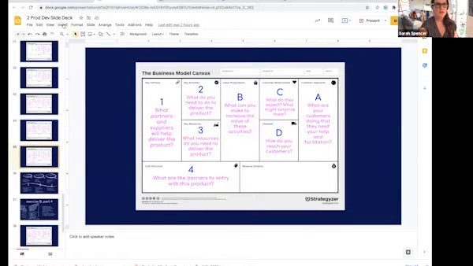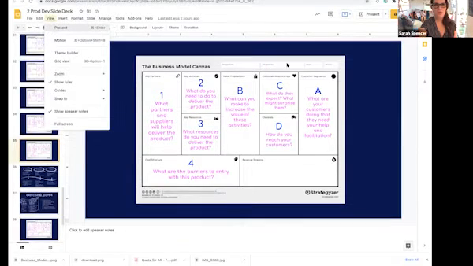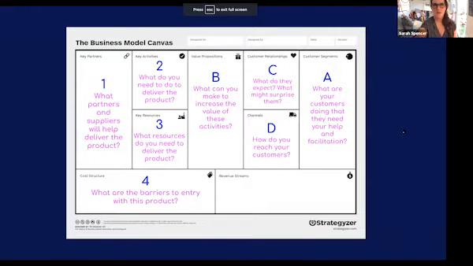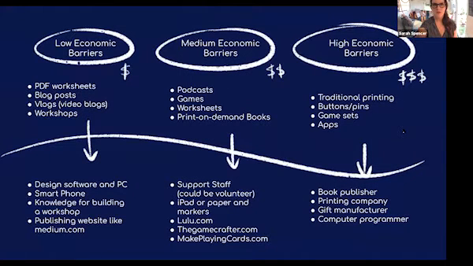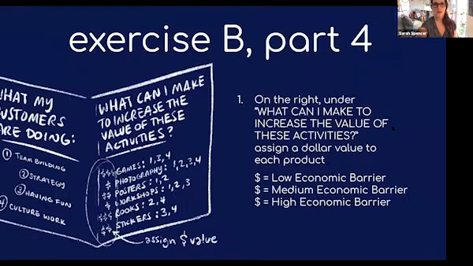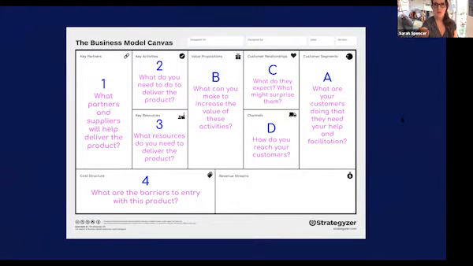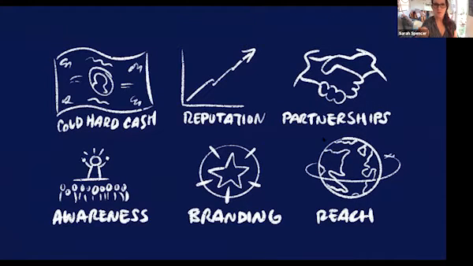So that's the barriers to entry. And we reviewed this. This was the low, medium, and high, the $1, $2, $3 sign. And you did this exercise where you drew the letters or the dollar signs next to the products that you can create. And then the final thing is the revenue streams. When we talk about revenue streams, we come back to this graphic of these 6 areas.